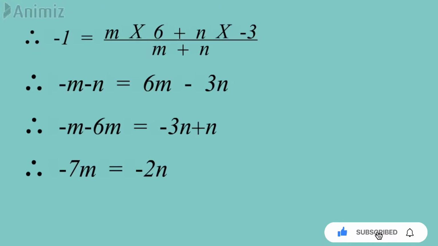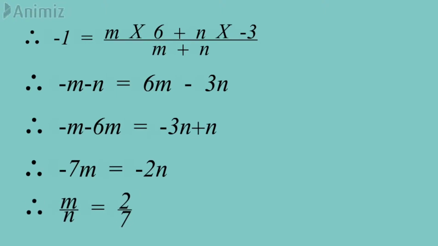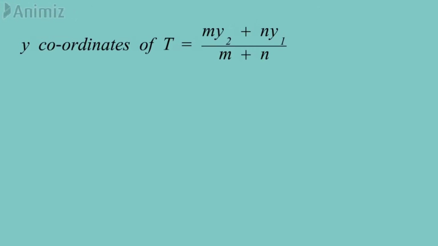You will get the value of m upon n. What will be the value of m upon n? It will be 2 by 7. But in the ratio form, when you want to write, your m is to n will be 2 is to 7. Now same sum we will solve by taking the y coordinate. Now y coordinate of T is my2 plus ny1 upon m plus n.